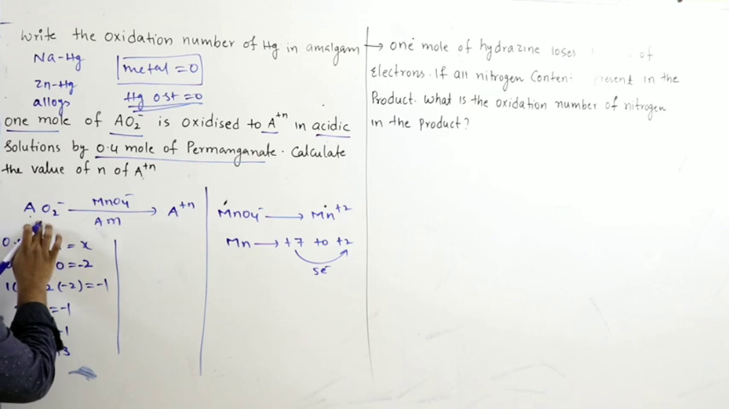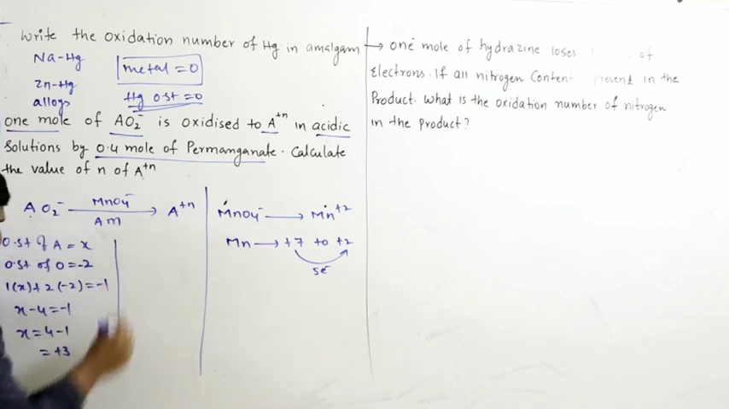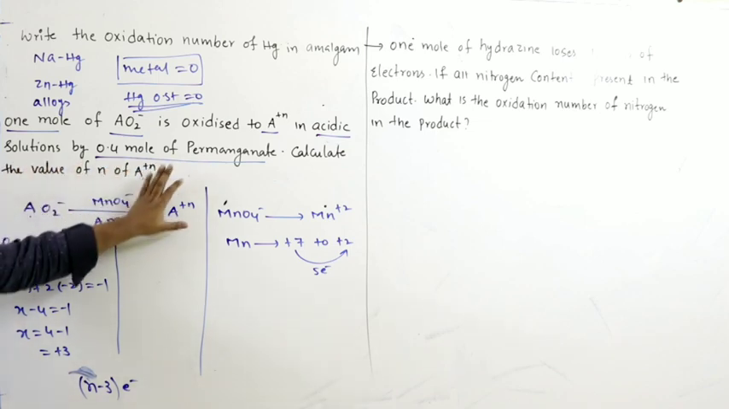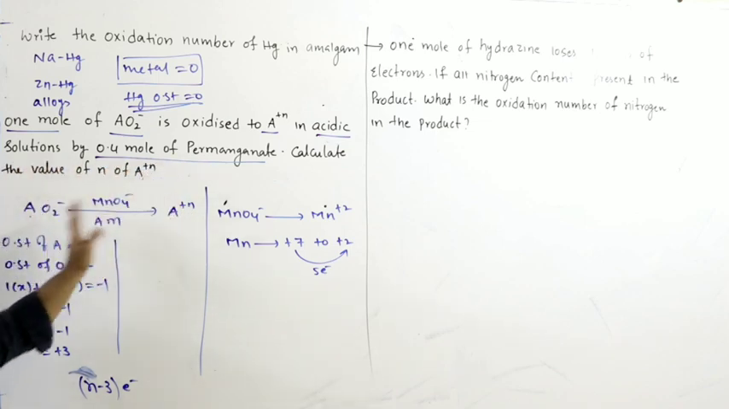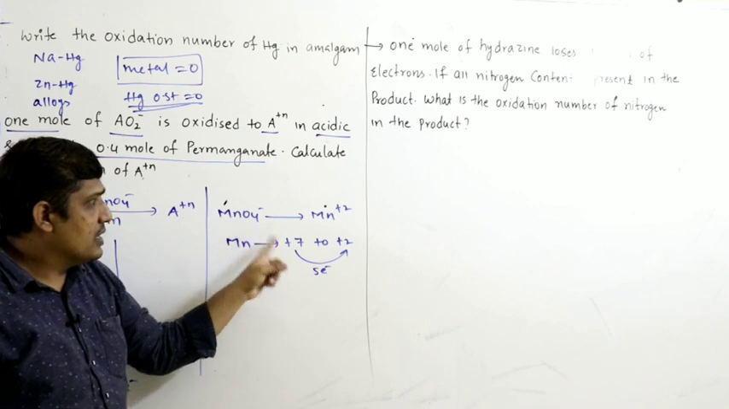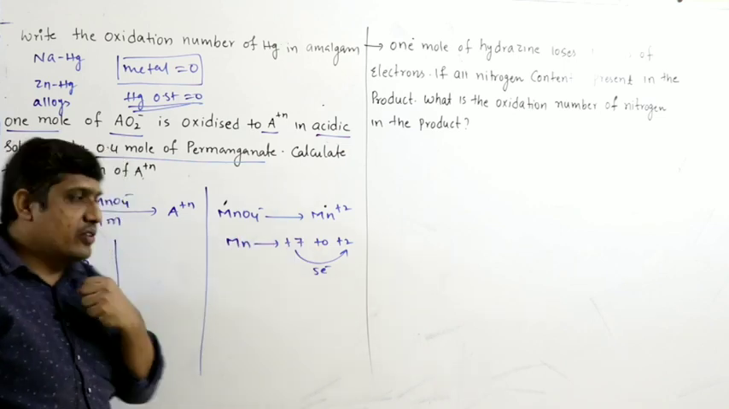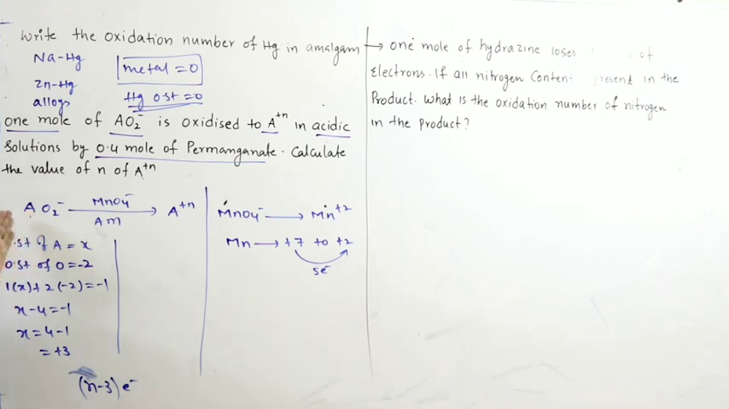So plus 3 to plus n. What is the change? n minus 3. Here it is plus 3, here it is plus n. For manganese, 7 minus 2, 5 electrons. It is gaining 5 electrons. Here 1 mole is losing n minus 3 moles of electrons. 1 mole of AO2 minus loses n minus 3 electrons.